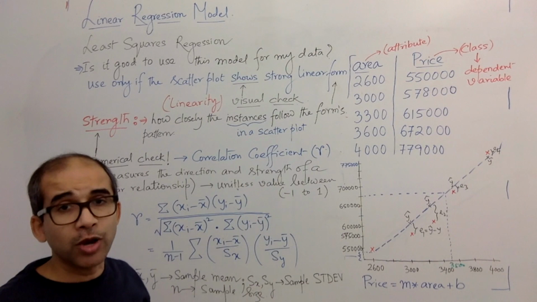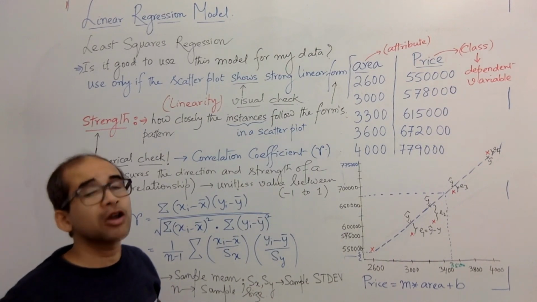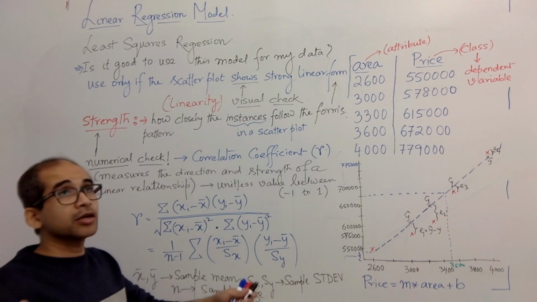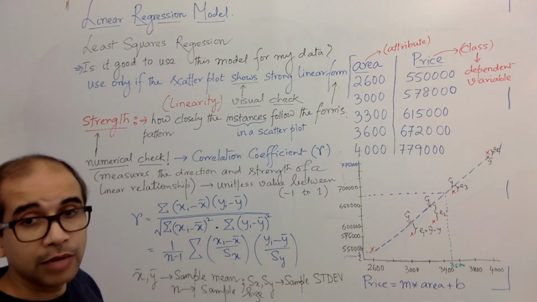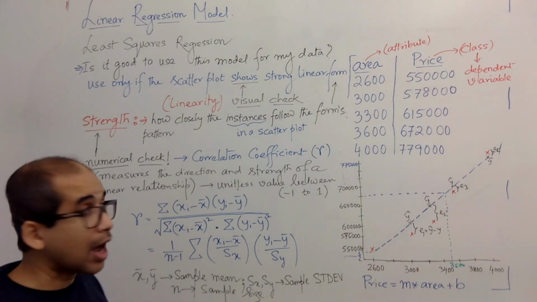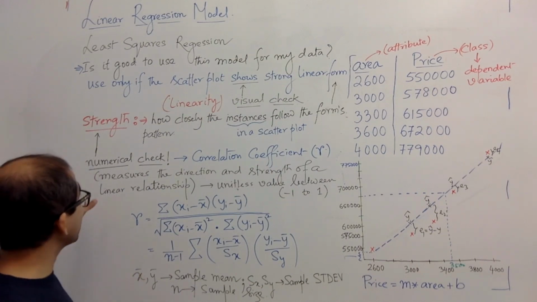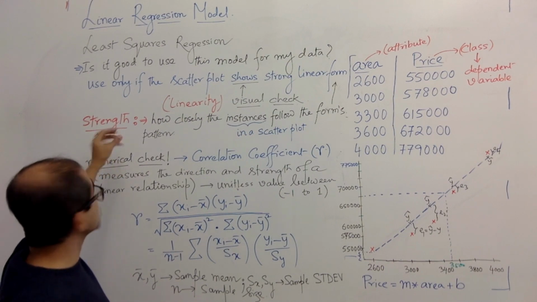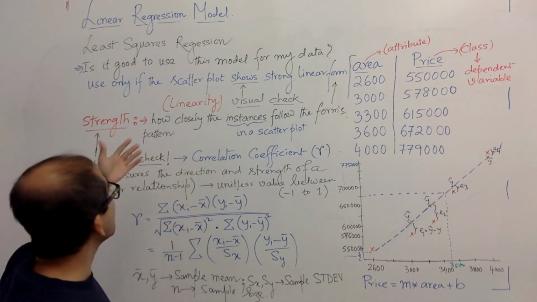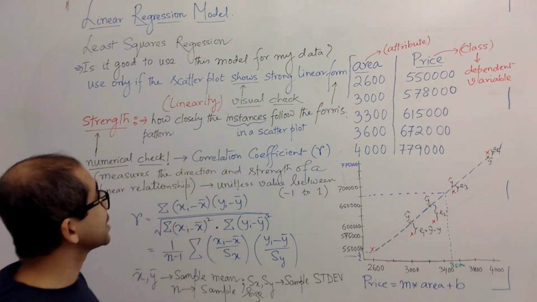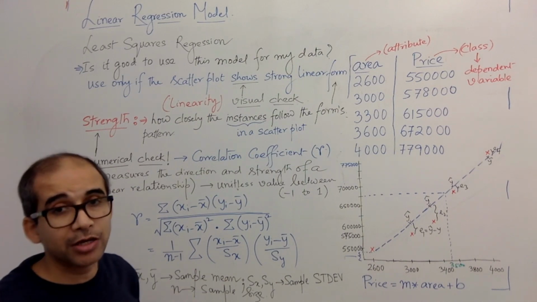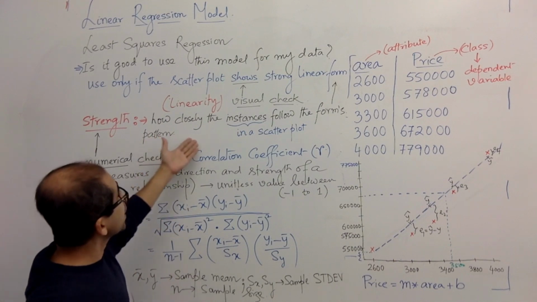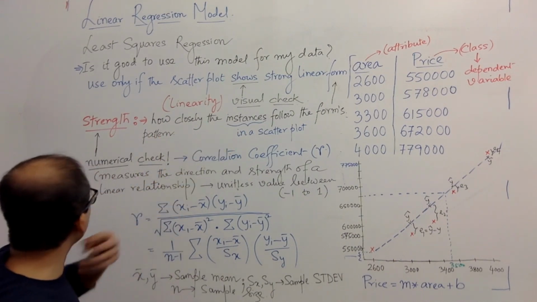This is the visual check, but a visual check may not always be good because the points may be very scattered or far away from the regression line. The errors are high. So there is one way of numerically checking it also, that is called checking the strength. What is the strength? How closely the instances in a scatter plot follow the form's pattern. Are they very scattered away, far off? If not, then we check this. This is called the numerical check.